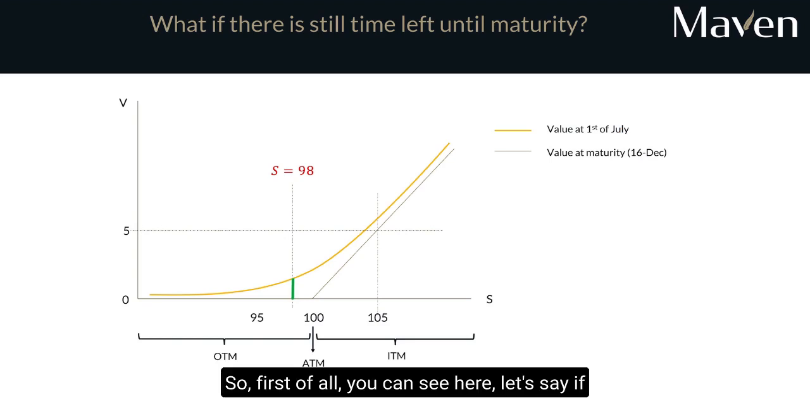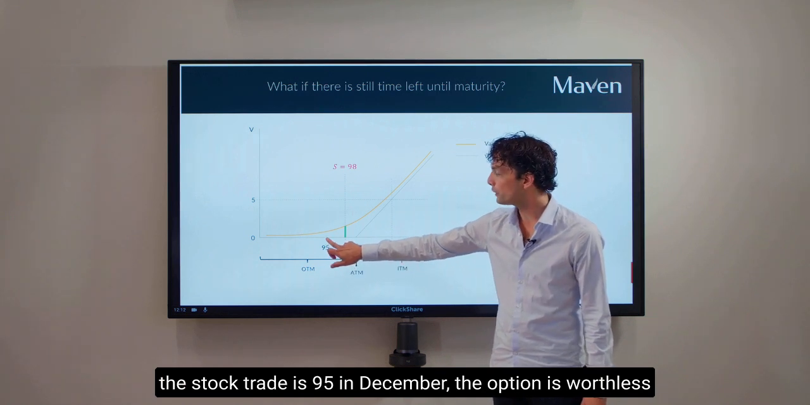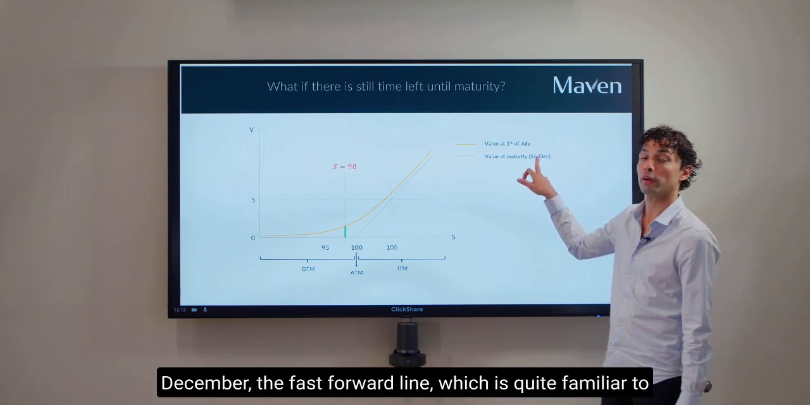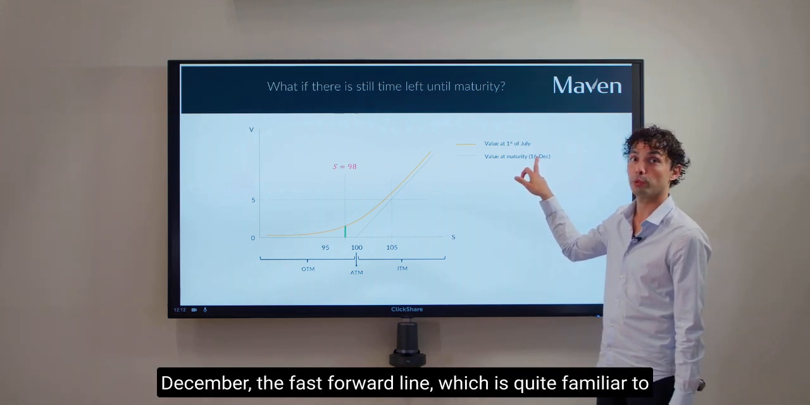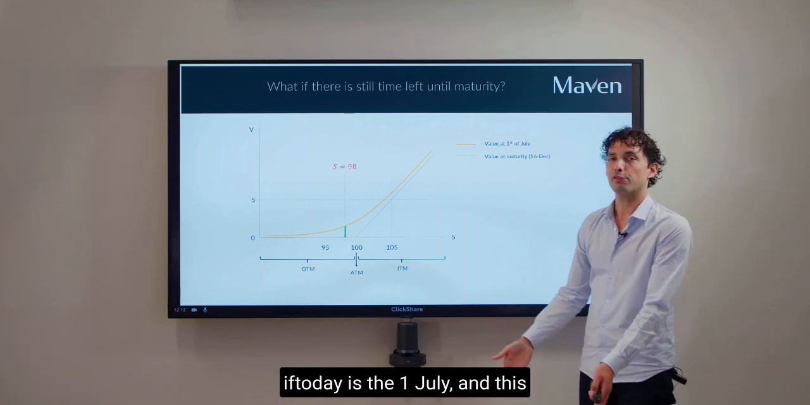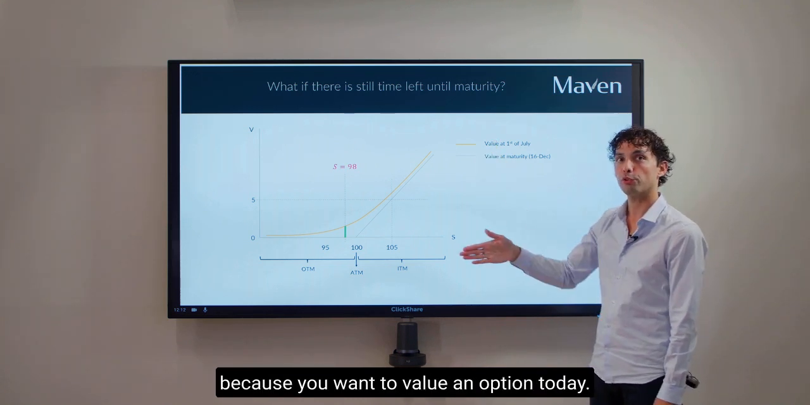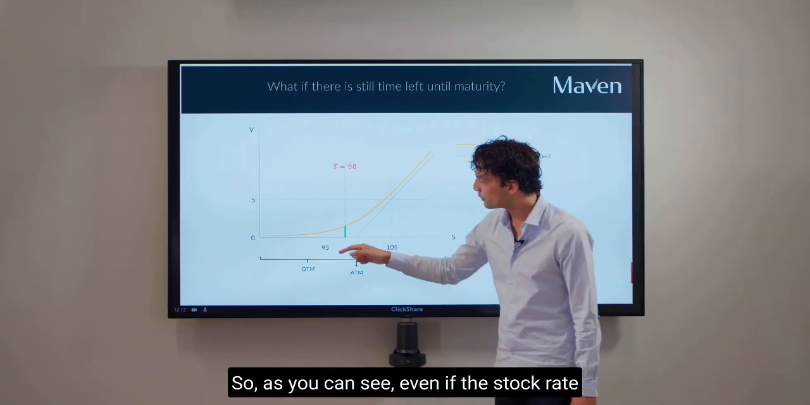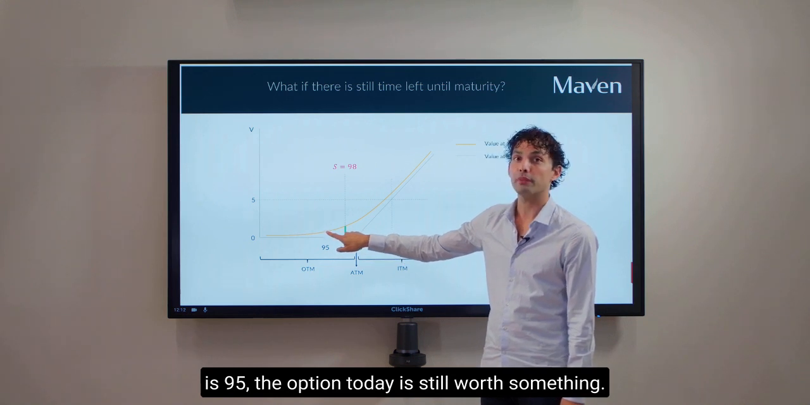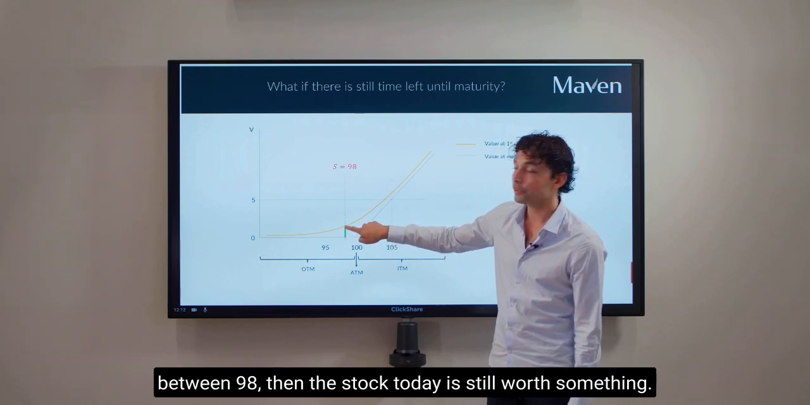So first of all, you can see here, let's say if the stock trades 95 in December, the option is worthless. So the grayish line is the value in December, the fast forward line, which is quite familiar to us already. But the yellow line represents the value today, if today is the 1st of July, and this is the much more interesting graph, of course, because you want to value an option today. So as you can see, even if the stock trades 95, the option today is still worth something. Or if the stock is 98 or something in between, then the option today is still worth something.